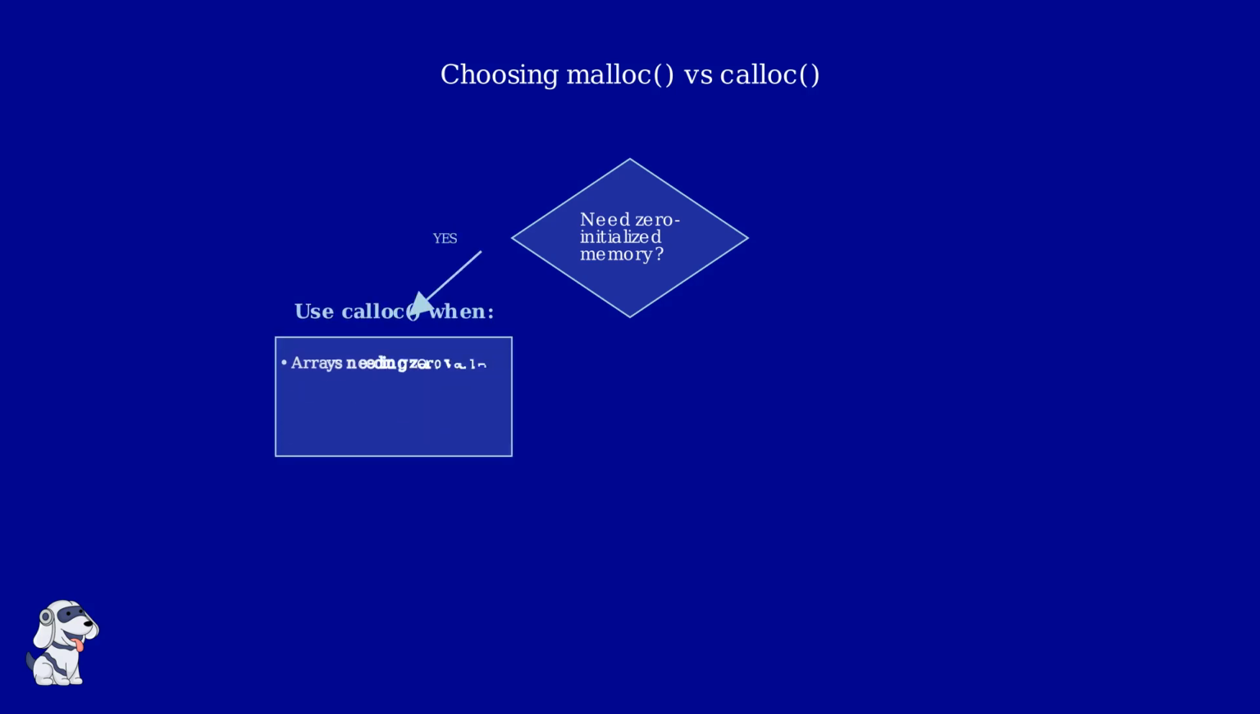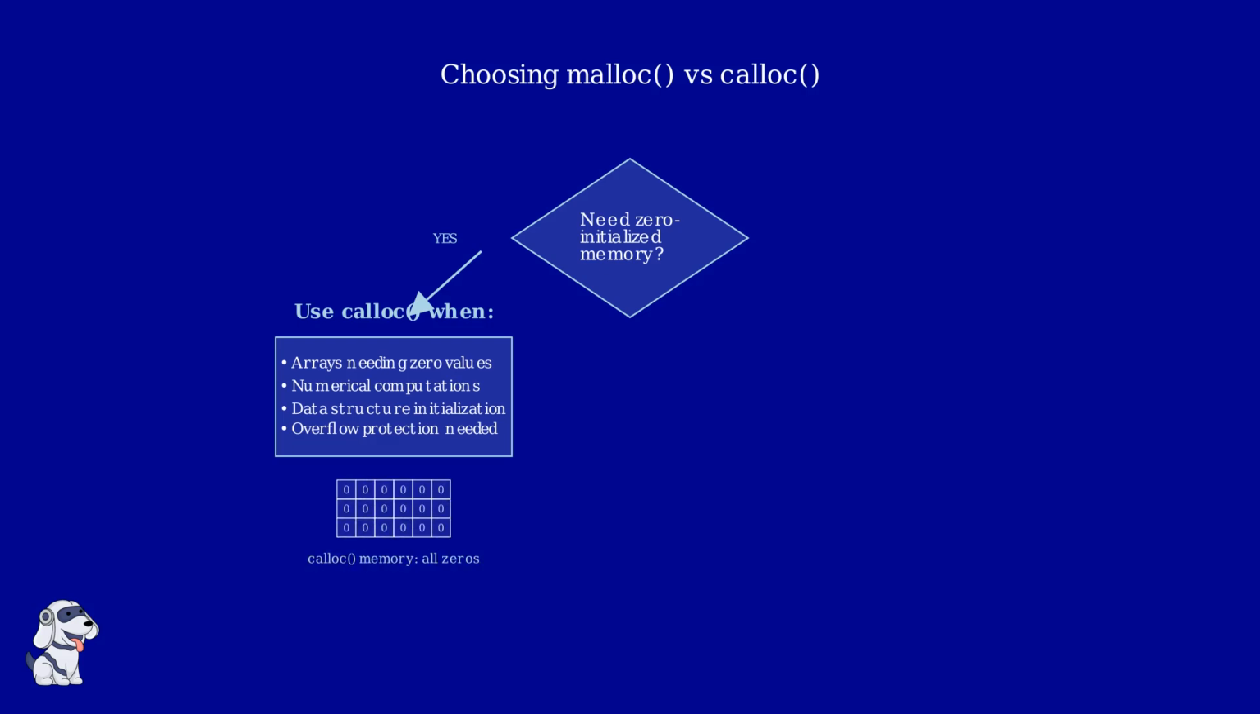Use calloc when you need the allocated memory to be 0 initialized. This is essential for arrays where all elements should start at 0, or when working with data structures that rely on initial 0 values. Here's what calloc allocated memory looks like. Notice how every byte is guaranteed to be 0, providing a clean, predictable starting state for your data.